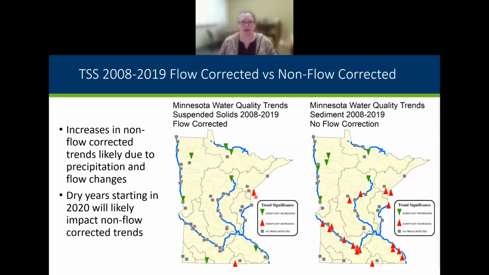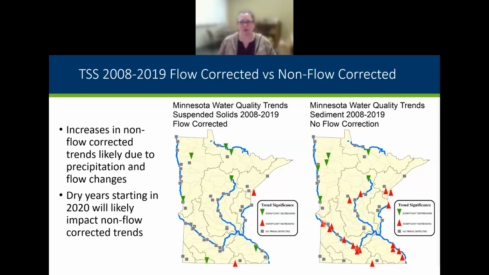And then we do have some increasing trends in TSS as well. When we only have a few years of data, one dry year like 2020 or one really wet year like this year can really impact and skew that. So it's really important to get as many years as possible to be able to understand how this works.